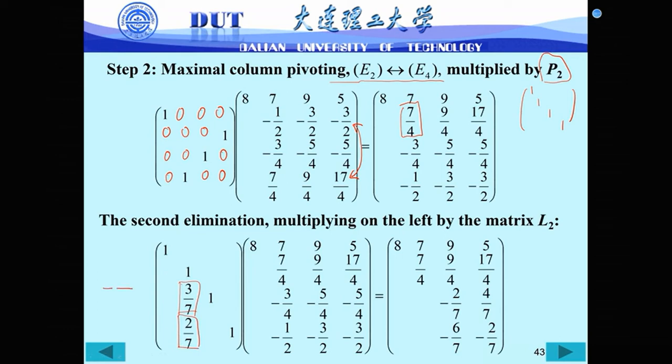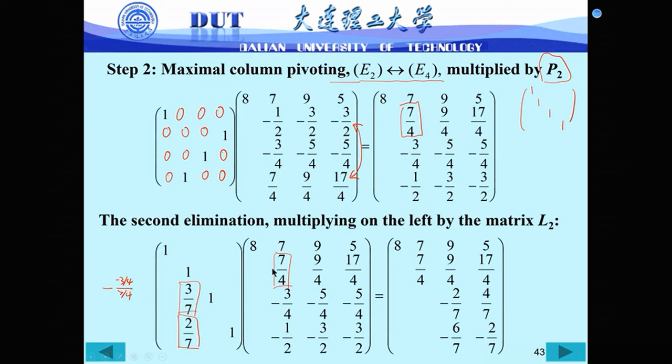Minus ratio. Okay, this one means we need to use this new pivot, 7 over 4, to eliminate this number. So 7 over 4 is the denominator, the pivot, and this number is the numerator. So it is minus 3 over 4. Are you clear? Now you see minus minus disappear. Divided by 4 for both, no numerator and denominator, so only 3 over 7. Clear?